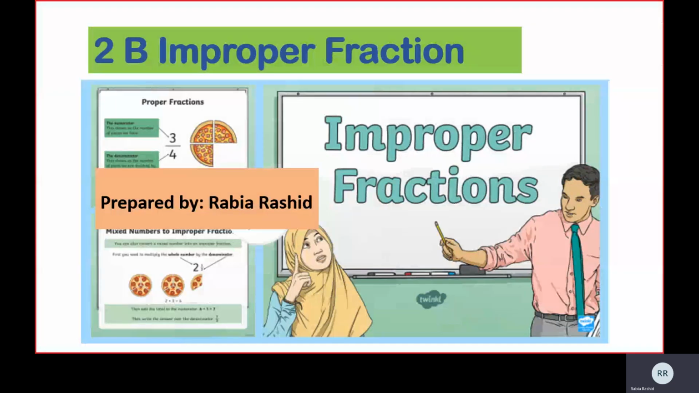We have been studying fractions and equivalent fractions, how to make equivalent fractions. Today, inshallah, we'll study improper fractions.